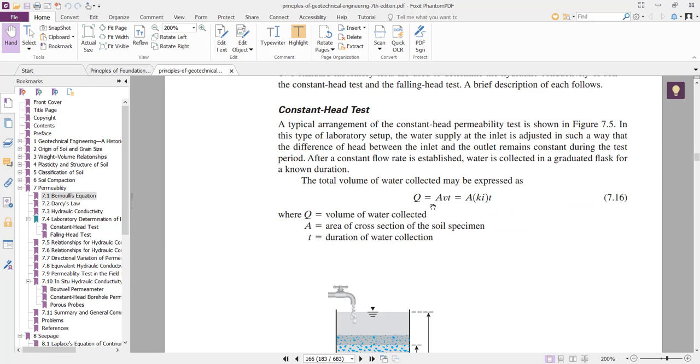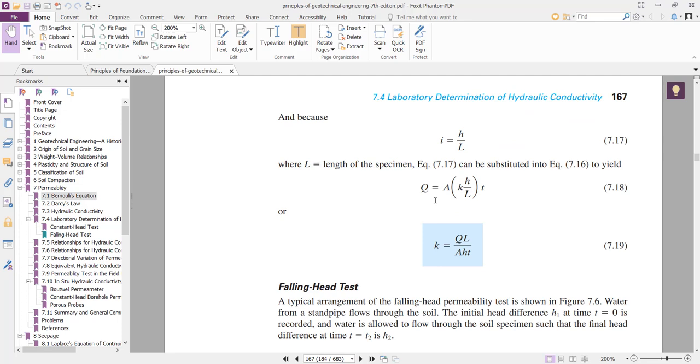Let's see the calculation very fast. The quantity, or the volume, is equal to the area times V times T. As I said, I is the hydraulic gradient, equal to H over L. So Q is equal to A times K times H over L, because this is I, times T. Finally, we can calculate K, which equals QL over AHT. Q is known because we already gathered the quantity of water; it is volume over time. L we already know, and we already know the cross section of our specimen. H is the difference in height, and T is the time we gathered.